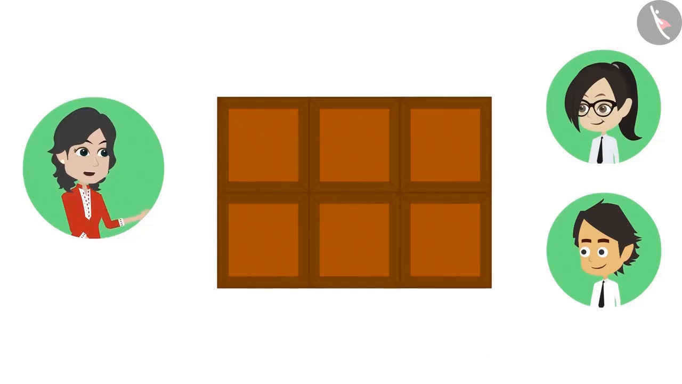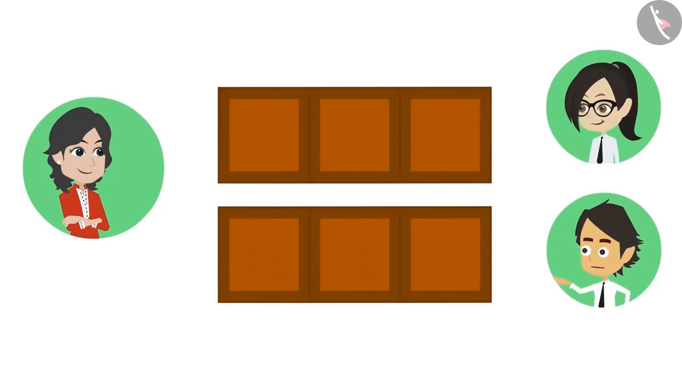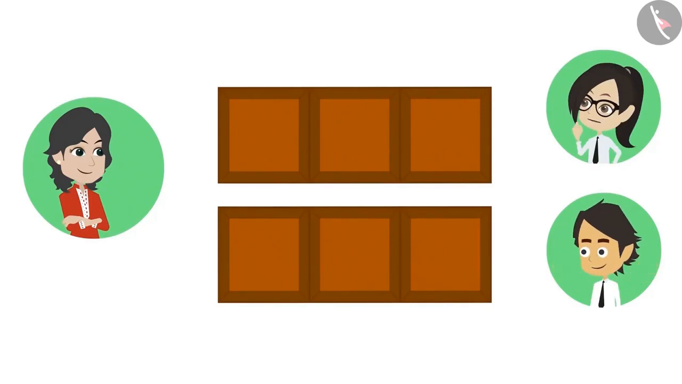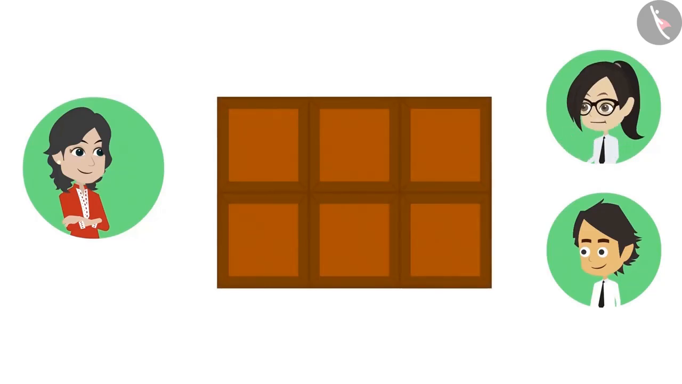In how many ways can you divide this chocolate into halves? This chocolate has 6 pieces. This is one way I can divide it into 2 equal parts. I will break this from the middle. Like this, there will be 2 equal parts. Is there any other way to divide this chocolate in half?